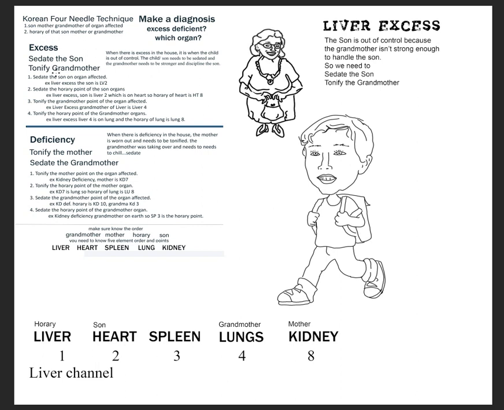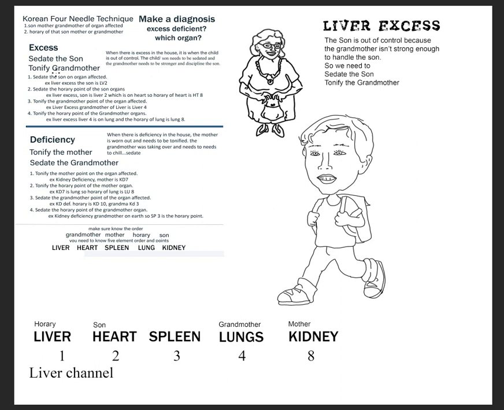So now that you understand the Hore points, we're going to do an example of liver excess. Think of excess in a house. The son is out of control because the grandmother isn't strong enough. The mother is off working and the grandmother has to handle the son. The grandmother is drained and the son is at excess. So we need to sedate the son and tonify the grandmother.